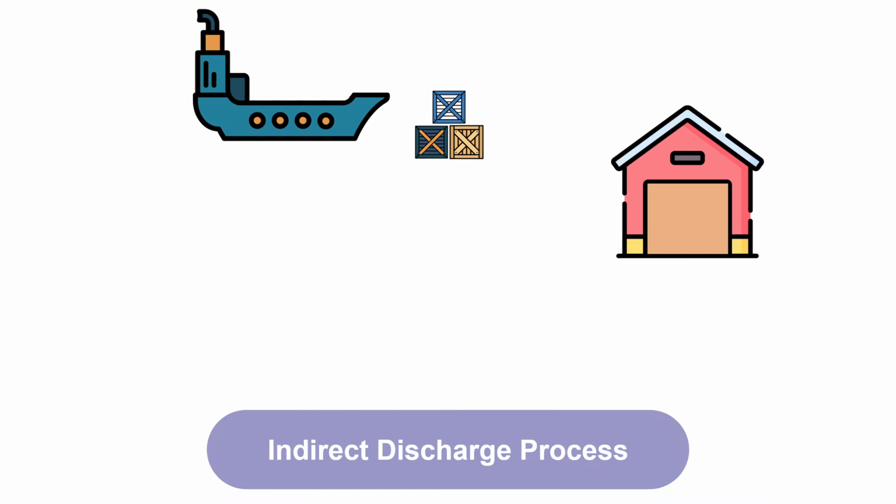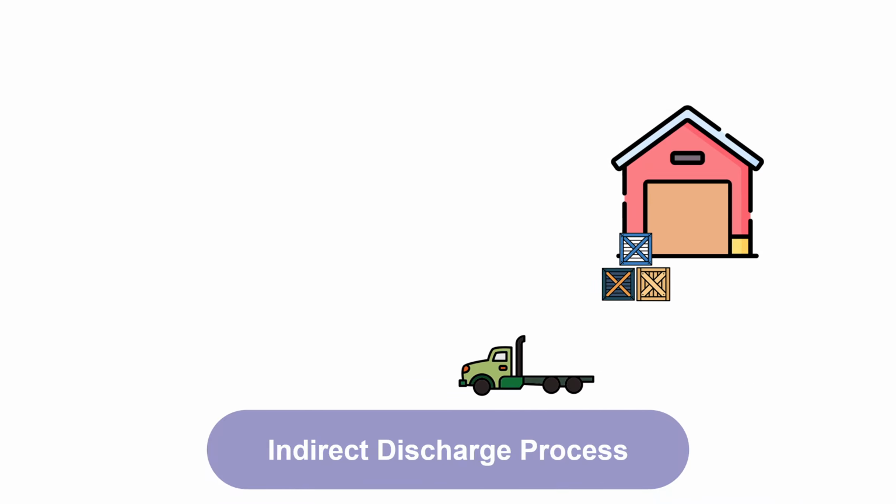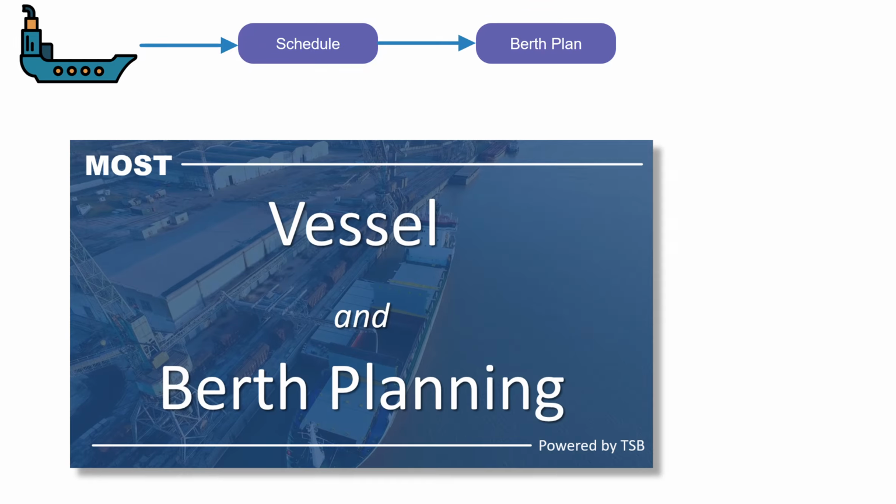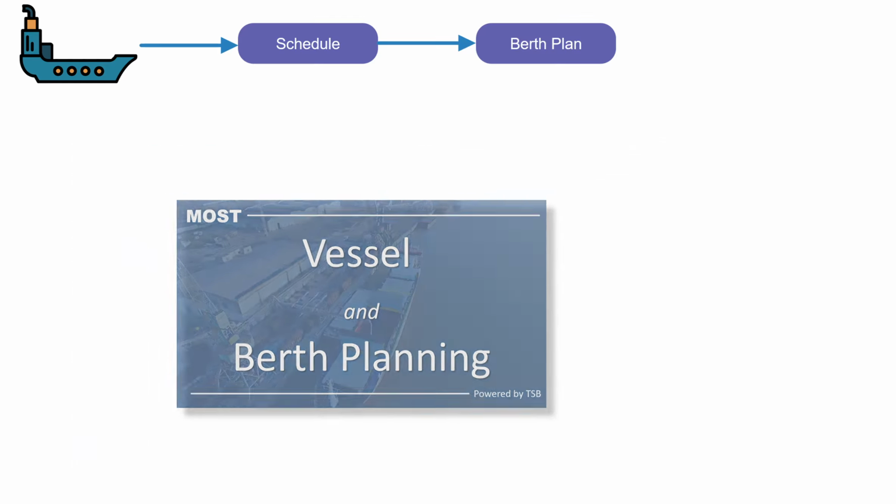In this video, we will explain the indirect discharge process. This is an overview of the indirect discharge process. First, you need to ensure the vessel is registered in the system. After that, the shipping agent will create the vessel's schedule, and internal users will confirm this schedule and add the berth plan. For more details on this process, refer to the video titled Vessel and Berth Planning.